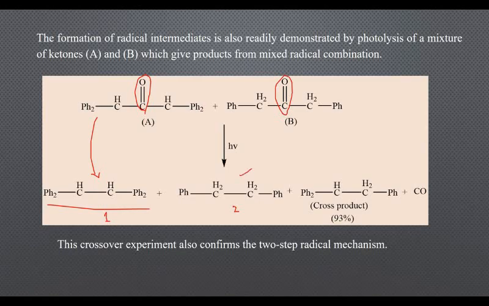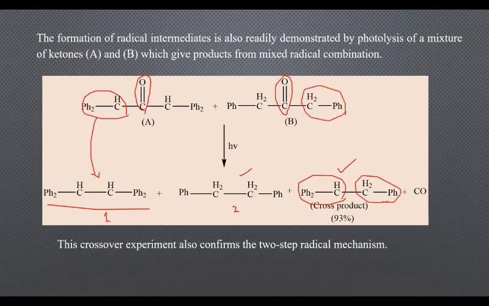Here we obtain a third product, which is a cross product. As we can see, one part of this alkane comes from A and the other half of this alkane comes from B. This crossover experiment also confirms the two-step radical mechanism.